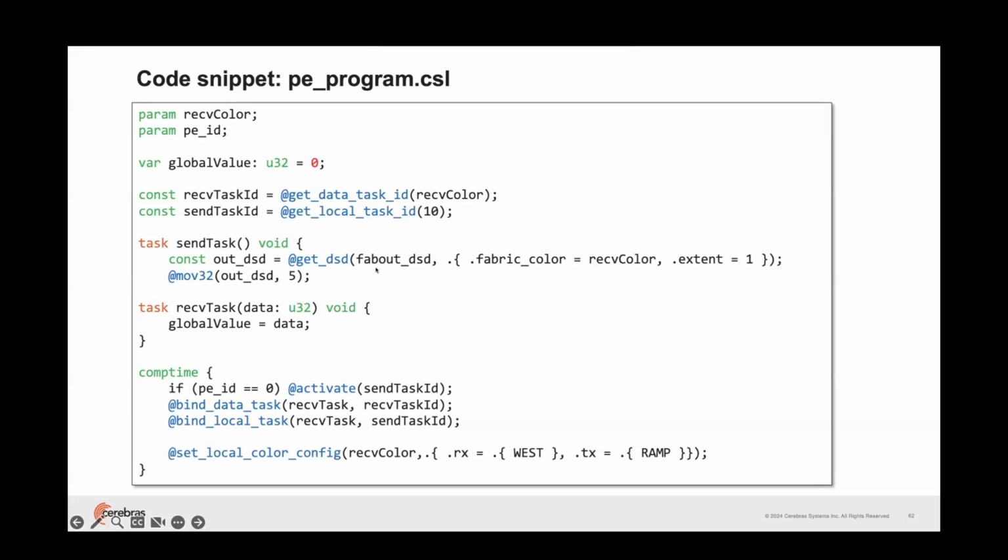What this send task does is, using a fabout DSD, it sends the number 5 out to the fabric along the color rec of color, which means it travels out of our PE and then to the east. And then that wavelet will be received by our right PE along the color rec of color, where it will activate the task rec of task, and then global value on the right PE will be set to the value 5. So when this program is done executing, the right PE of the two PEs will have global value set to the value 5.